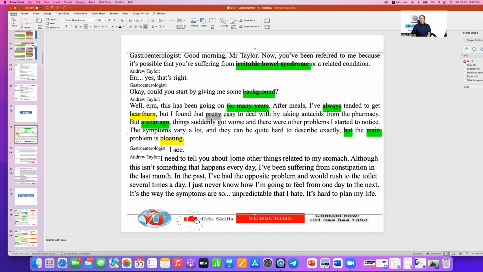Yes. Some other things. Is there a sequential expression? It's a sequential expression, right? Some other things. One more thing. Related to myself. Although this isn't something that happens every day, I have been suffering from constipation. Was that an answer? Yes. So one sequential expression followed by an answer: some other thing, and what is that other thing is the answer.